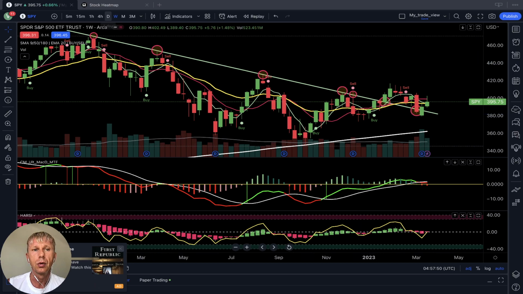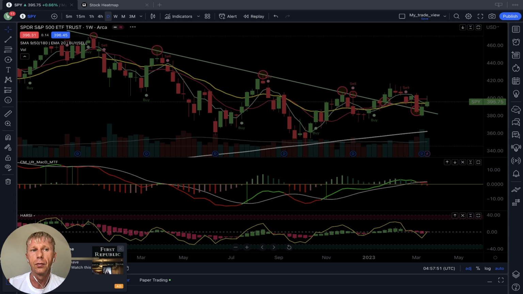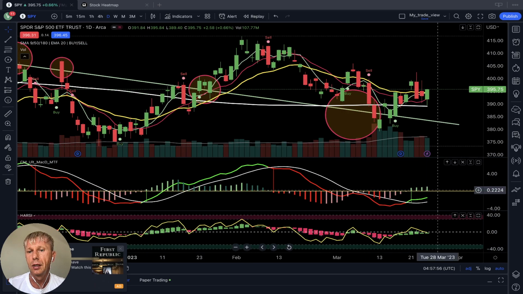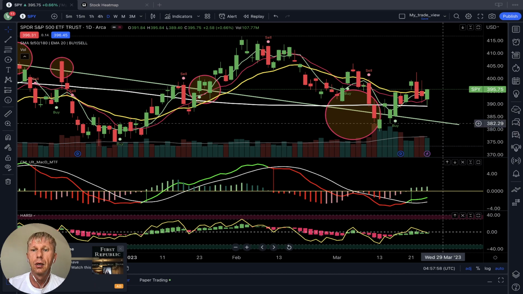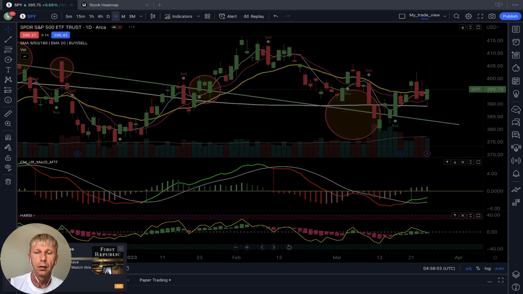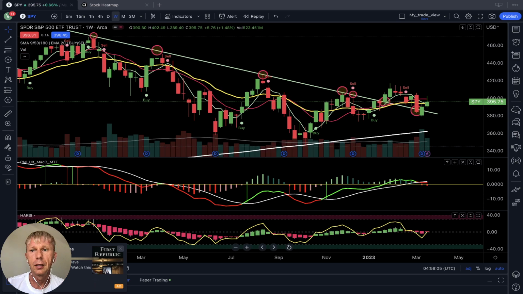Let's check what's going on daily for SPY. Daily for SPY, bullish on all indicators. Daily it's bullish, weekly it is still bearish. No changes. Let's move to QQQ.